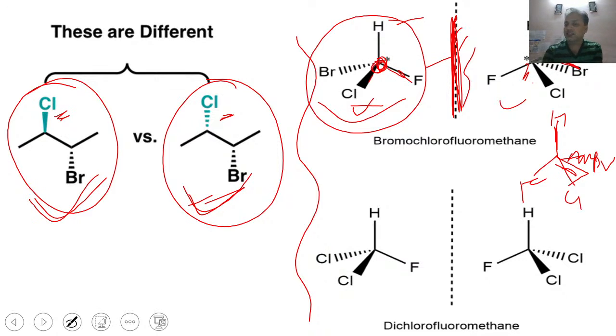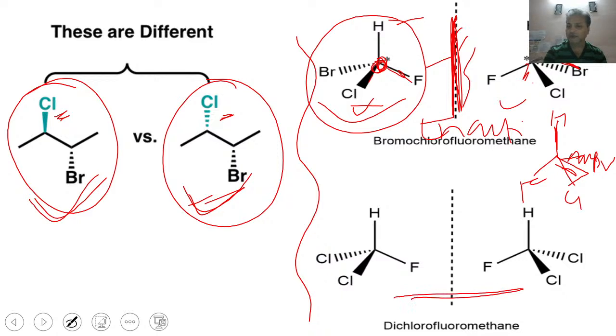So in this case they are called an enantiomeric pair, they are enantiomers of each other. It is not superimposable, so both are an enantiomeric pair of each other.